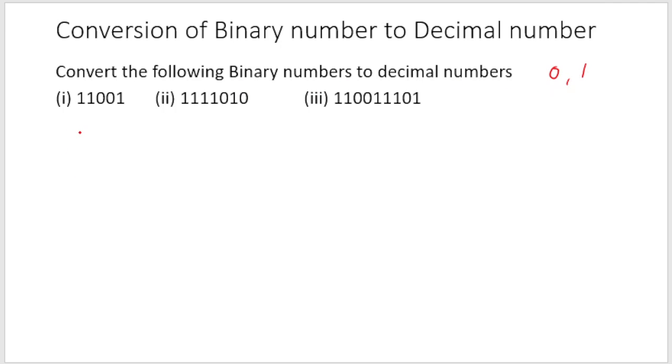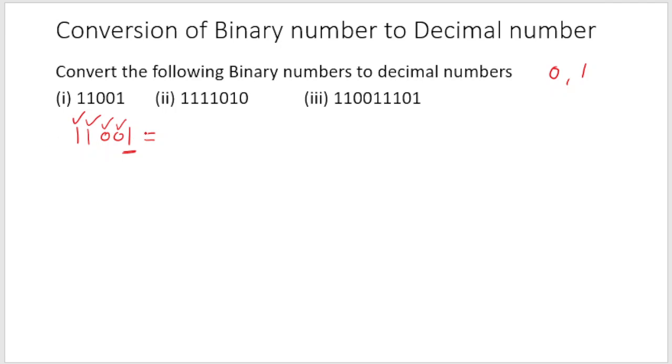So here, if I recall the decimal number system representation, I can take a hint from there. The hint is that here I will multiply the extreme right digit by 2 to the power 0, this digit by 2 to the power 1, this digit by 2 to the power 2, this digit by 2 to the power 3, and this digit by 2 to the power 4.